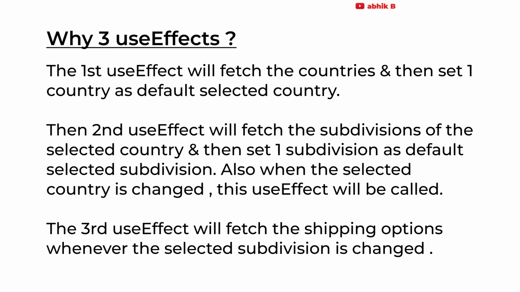Now let me explain. We will first fetch the countries, and then as we get the response, we will set the first country as the selected country. Then we will get the subdivisions of that selected country. So based on that selected country, we will fetch the subdivisions, and then as we get the response, we will set the first subdivision as the selected subdivision. Similarly, we will also fetch shipping options.